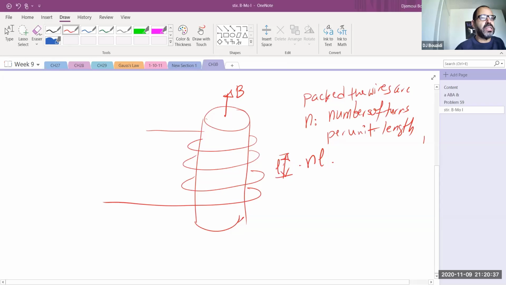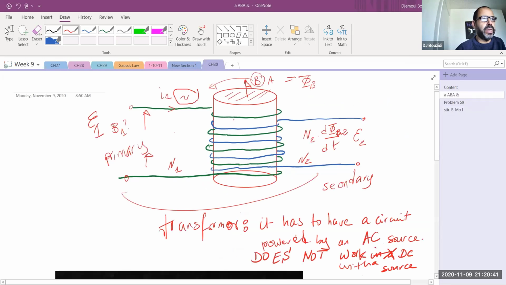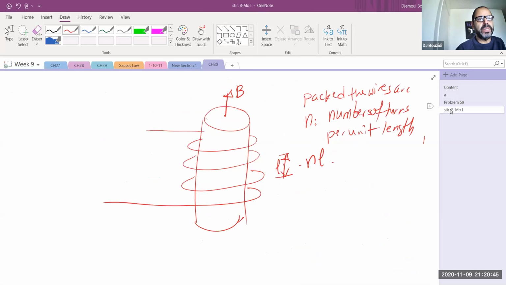Okay, because we will need this B for our calculation. Remember what I said here, we need that B here. If we don't have that B, we're not in business. So we really need to find the magnetic field inside.